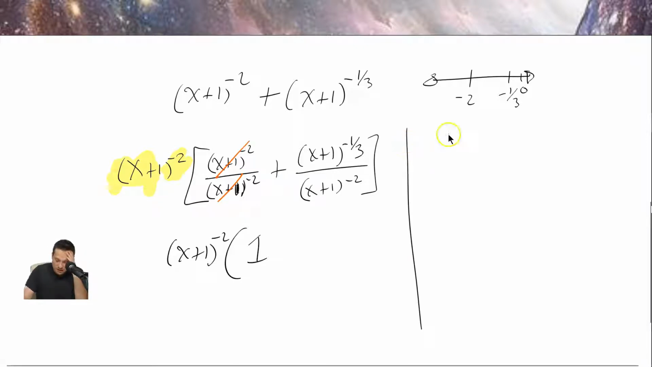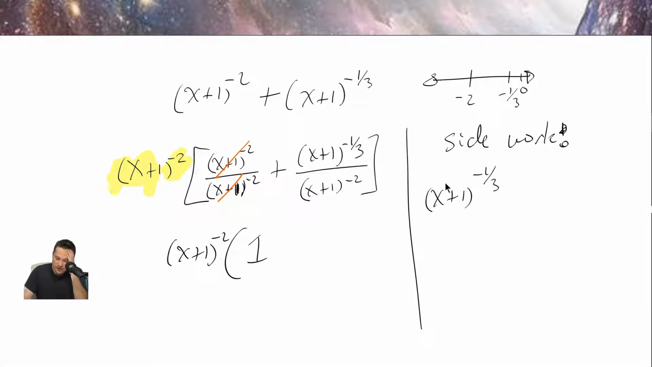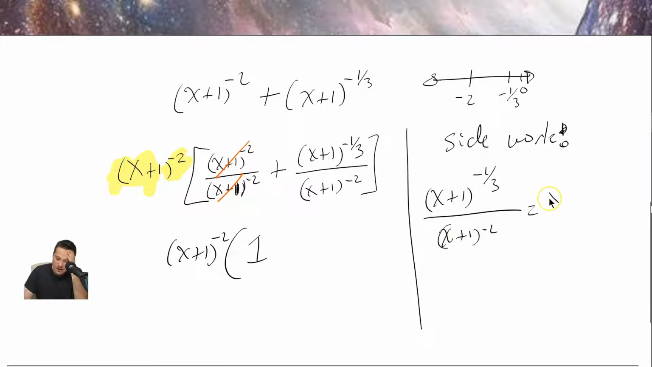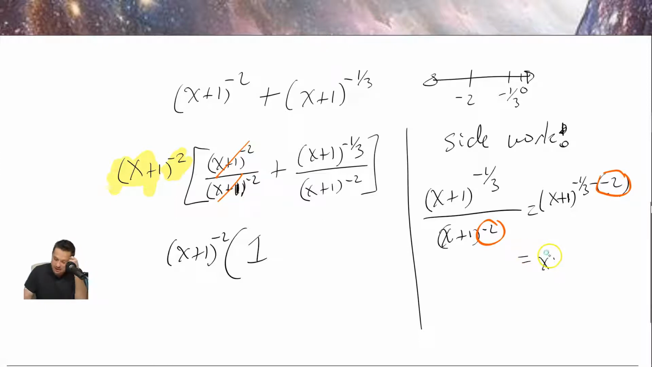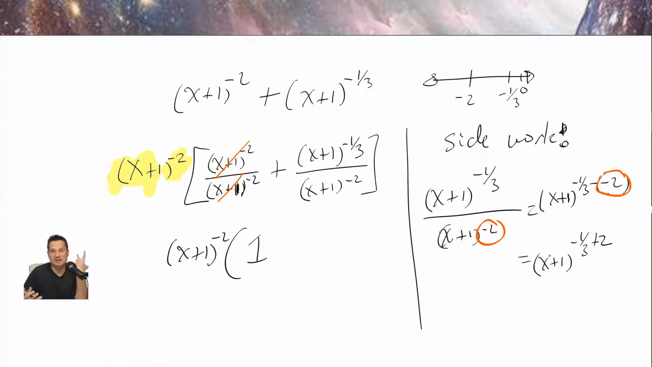So I'm going to call this some side work, just because I don't want to cram too much into a single line. So this is going to look like this. I'm going to have x plus 1 to the negative 1/3 divided by x plus 1 to the negative second, which is equivalent to x plus 1 to the negative 1/3. By the laws of exponents, it would be minus a negative 2, the same as before. So in other words, this is a negative 2, so this is also a negative 2 in that position. And then you just simplify this. So again, x plus 1, negative 1/3 plus 2. Then you just rewrite the 2 in its appropriate form.